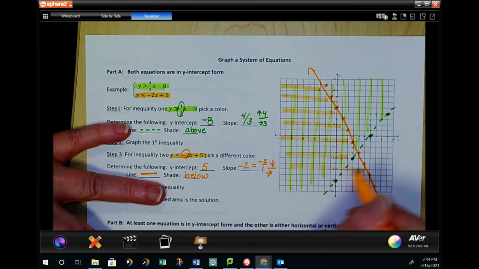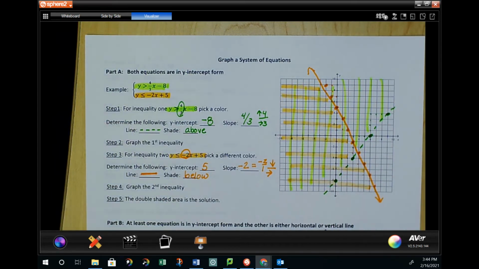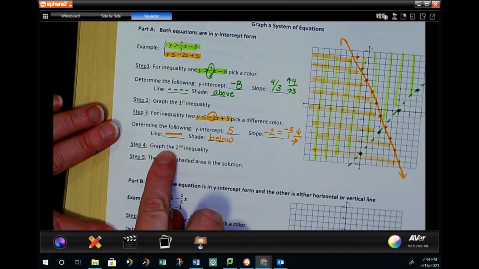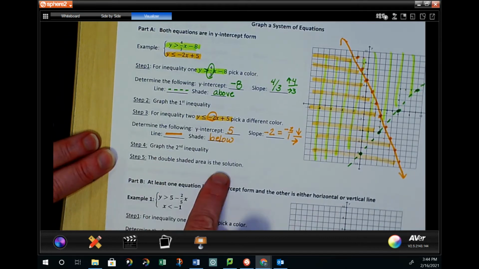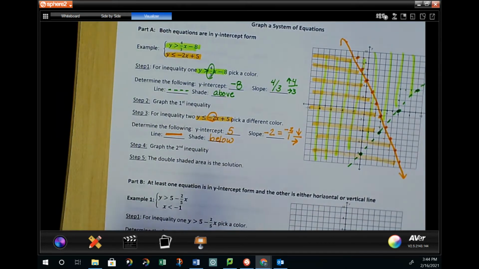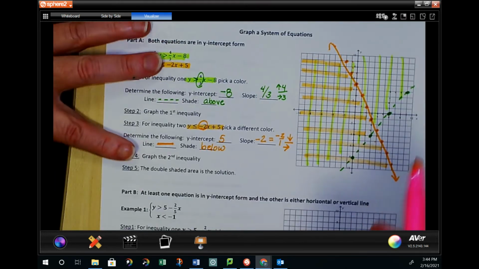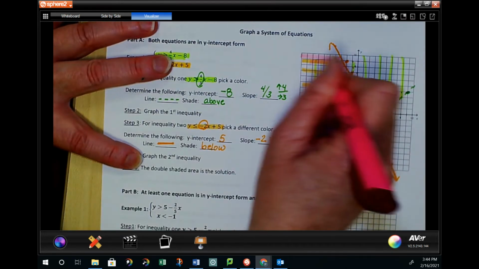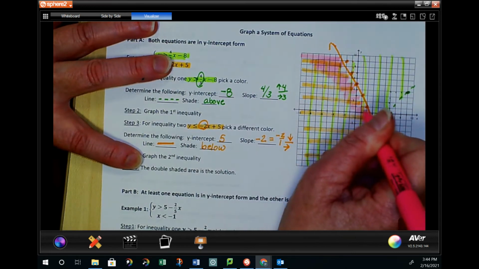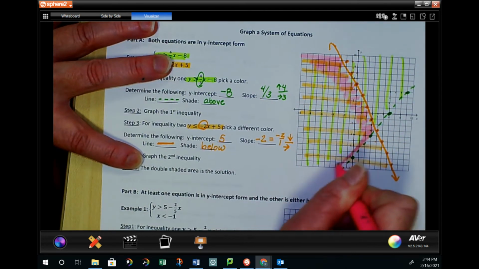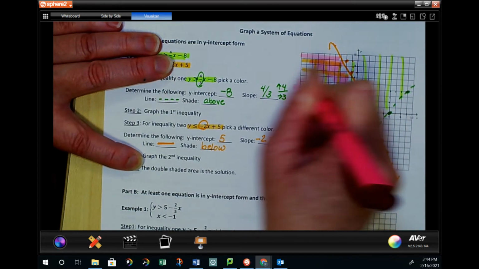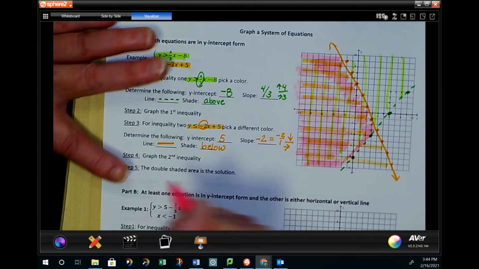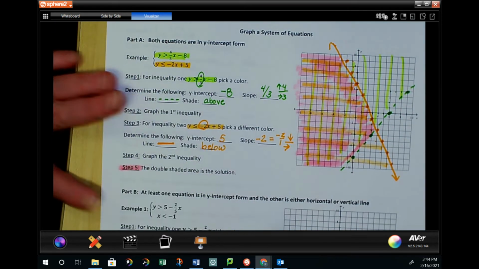Now I've graphed that second inequality, so I'm already down here to step 4. Now what happens, that double shaded area is the solution. So I kind of like to just re-highlight. This is not necessary, but it's nice to actually see the part that is the solution, that double highlighted solution. So that double highlight, that's kind of step 5, that double highlight solution.